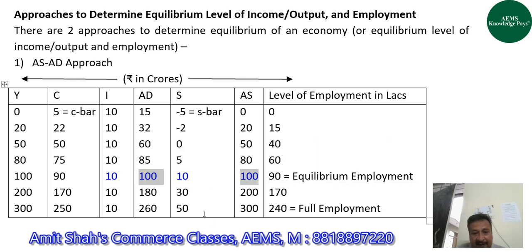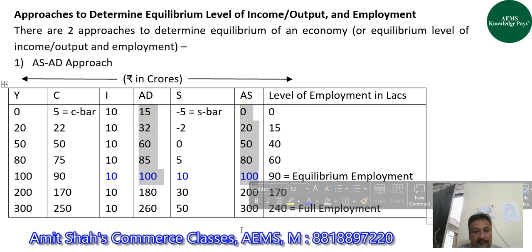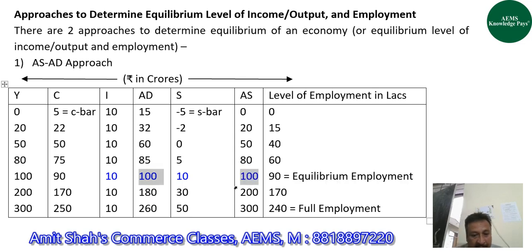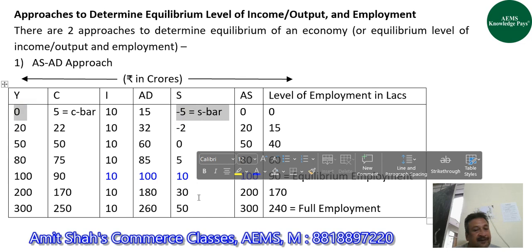Before this point, when AD and AS have become equal, AD was more than AS. After this point, that is after the economy attained its equilibrium, now AS has become more than AD. Are you getting my point all or not, guys? You also know that at zero level of income, whatsoever is the consumption expenditure, that is called autonomous consumption expenditure and is presented as C bar. And whatsoever at zero level of income is the savings is called autonomous savings, that is S bar.